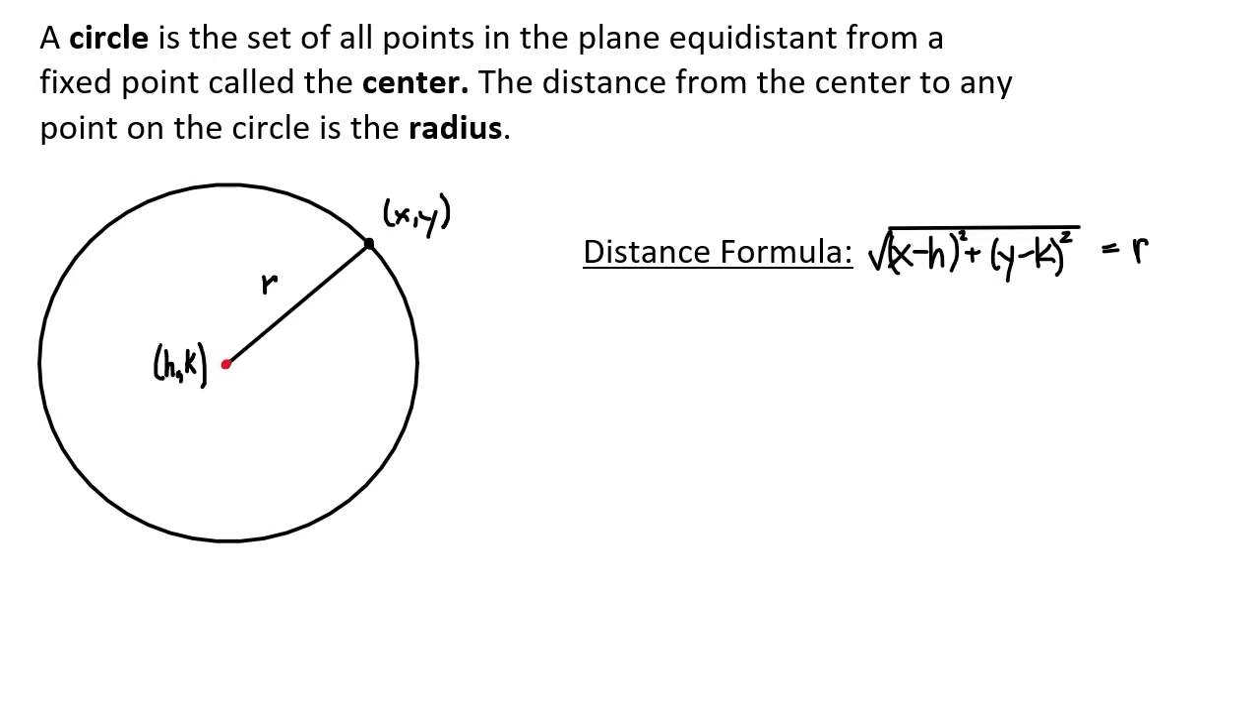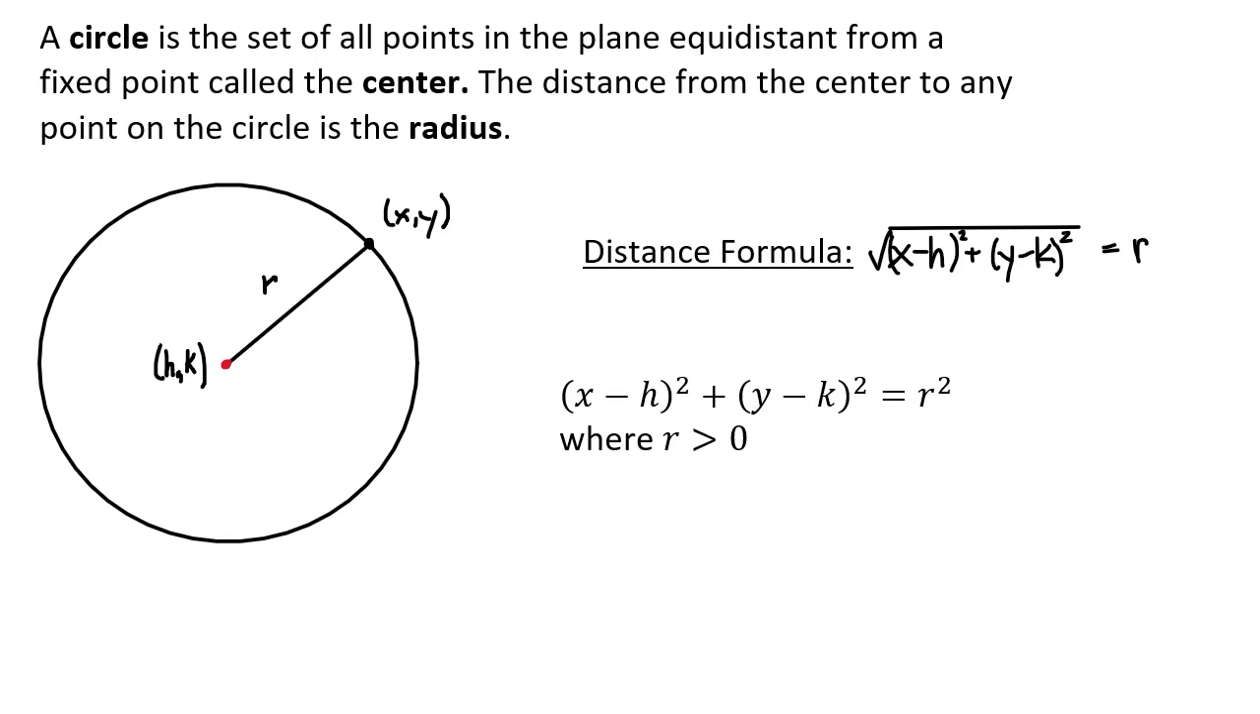We know the distance from the point (x, y) to the point (h, k) by the distance formula is the square root of (x minus h) squared plus (y minus k) squared, and we know that distance is r, that's how we defined it. If we raise both sides to the power of 2, we get the standard equation of a circle whose center is (h, k) and whose radius is r.